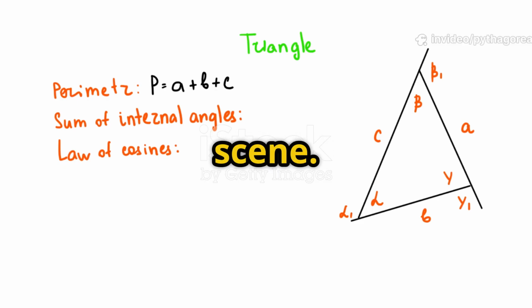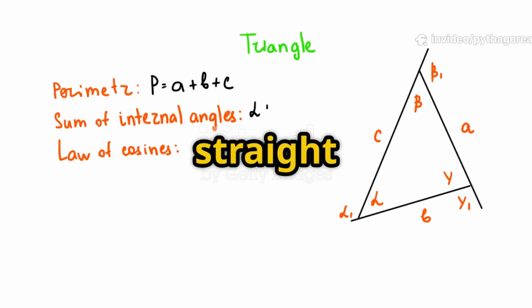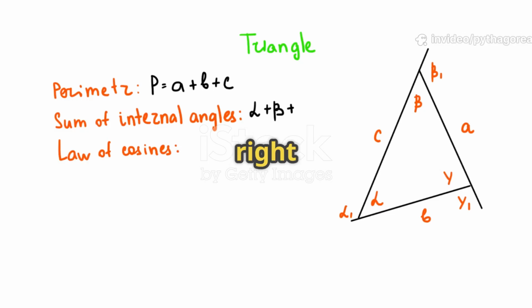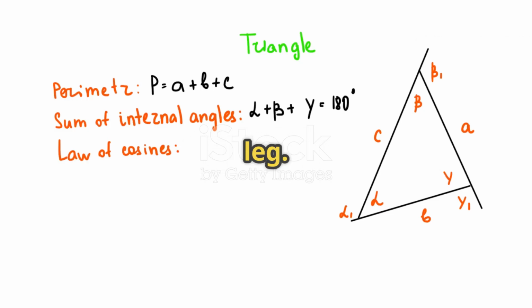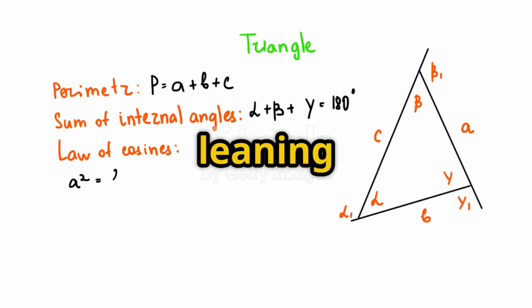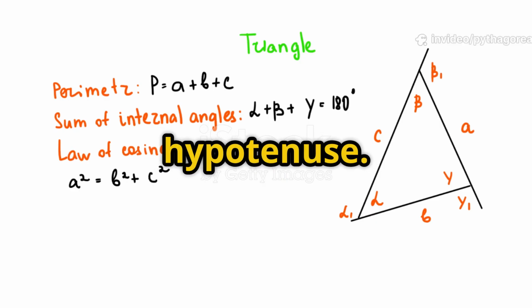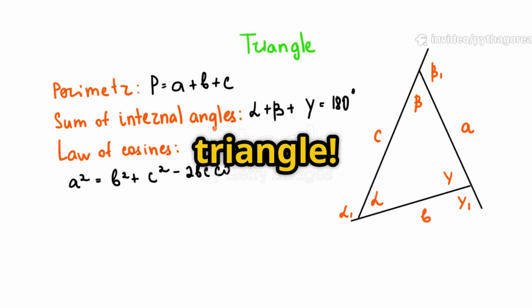Let's picture the scene. The tree standing straight up from the ground forms one leg of a right triangle. The ground between the tree and the ladder forms the other leg. The ladder itself, leaning against the tree, forms the hypotenuse. We have our right triangle.